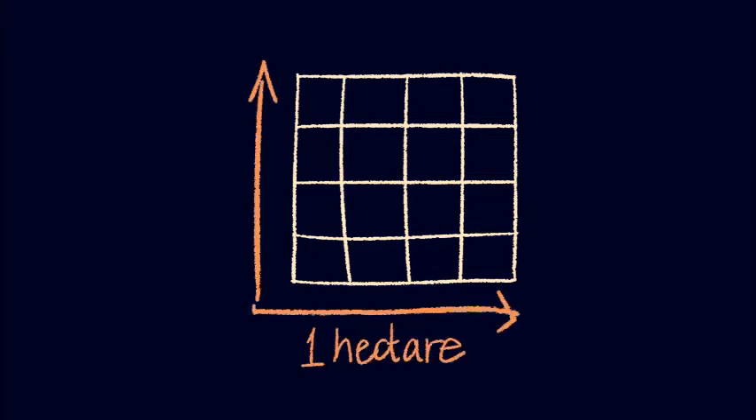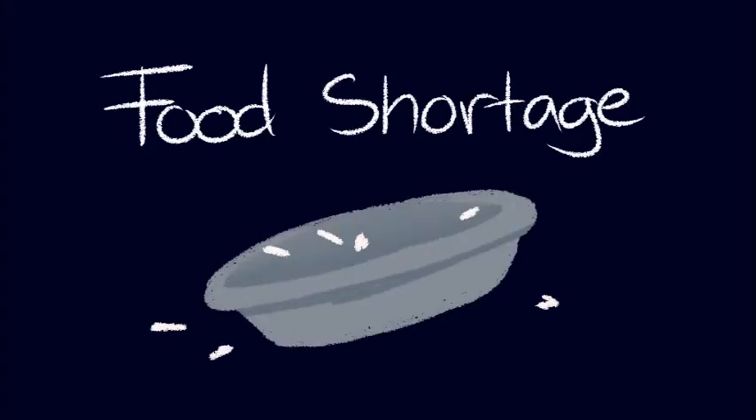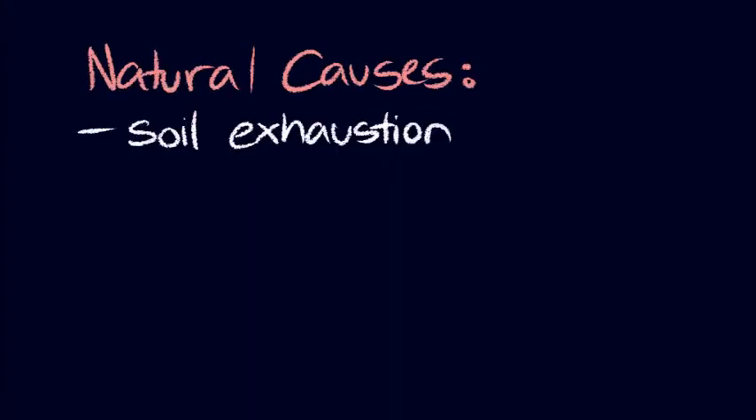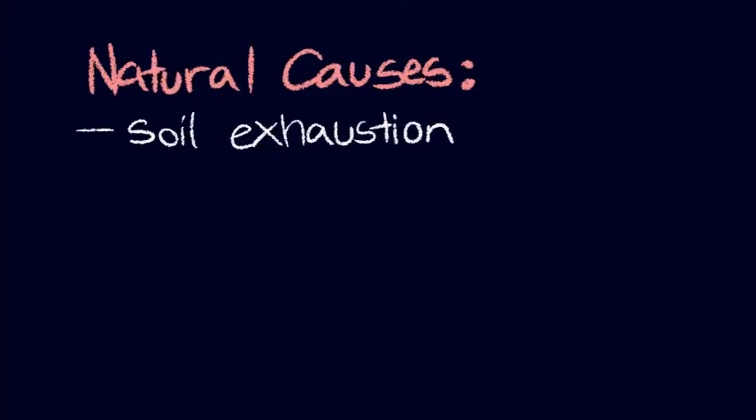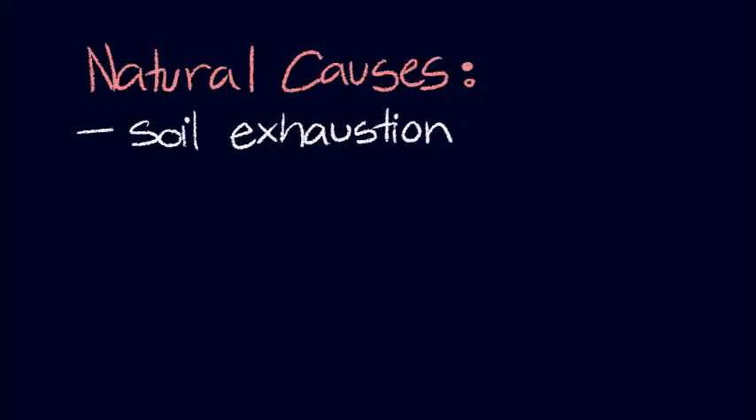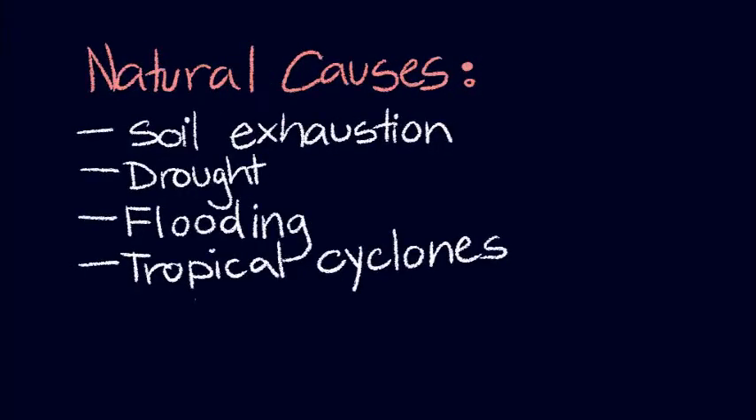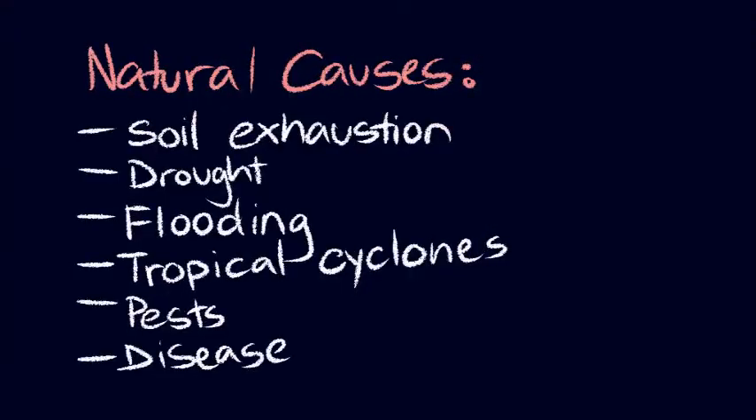However, in areas around the world, unlike the Ganges Valley, they don't have land or good conditions to grow food for themselves. And so, I bring the topic of food shortages. Food shortages are caused by numerous reasons. Some of the natural causes are soil exhaustion, which means the soil can no longer support the crops due to it being poorly managed, drought, flooding unless it is desired, tropical cyclones, pests, and disease.